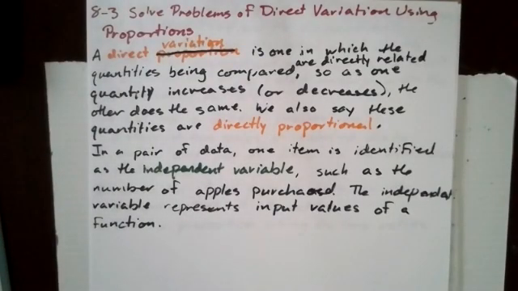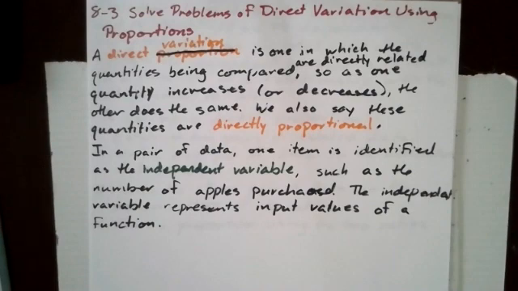In this video, we will solve problems of direct variations using proportions. A direct variation is one in which the quantities being compared are directly related. So as one quantity increases or decreases, the other does the same. We also say these quantities are directly proportional.